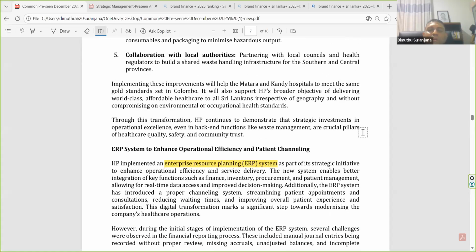Implementing these improvements will help the Mother and Family Hospital to meet the same gold standard set in Colombo. This is not done yet. They are planning to do that. So if they implement that, it will be similar to the facilities in Colombo. It will also support HP's broader objective of delivering world-class affordable healthcare to all Sri Lankans, irrespective of geography and without compromising on environmental and occupational health standards. So fairness is ensured. Through this transformation, HP continues to demonstrate that strategic investment in operational excellence, even back-end functions like waste management, are crucial pillars of healthcare quality, safety, and community trust.